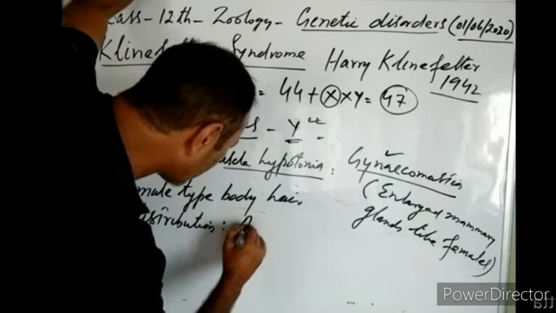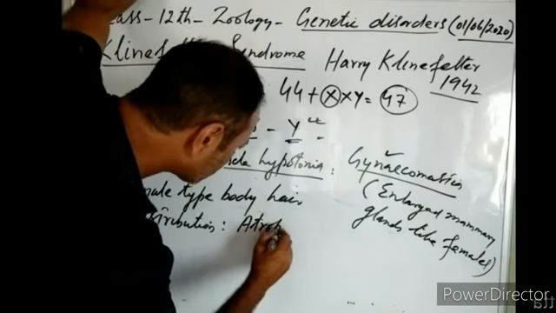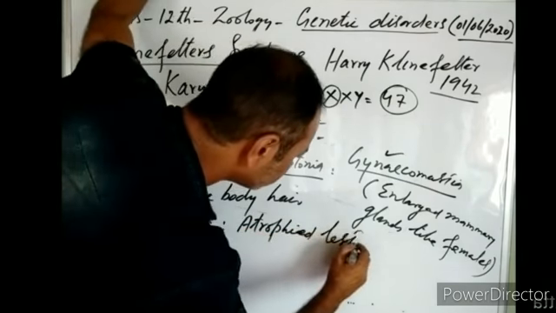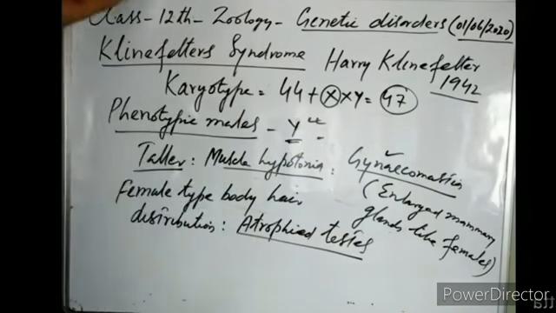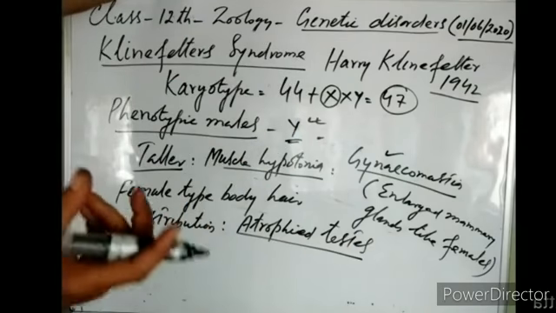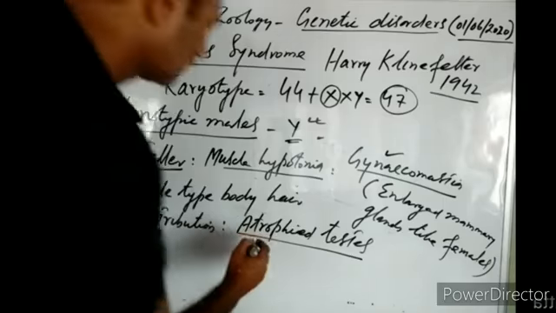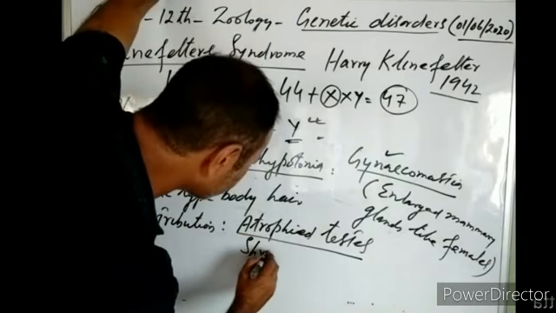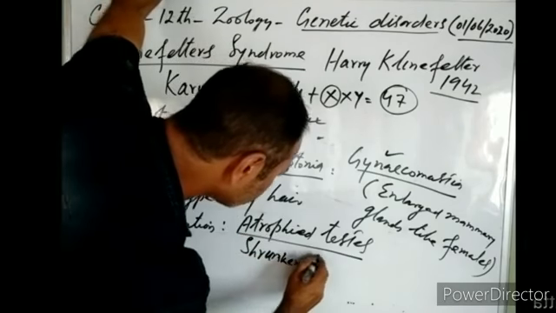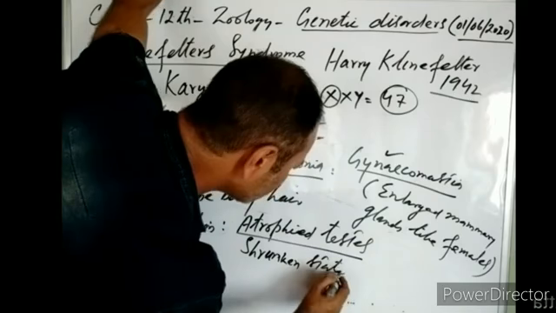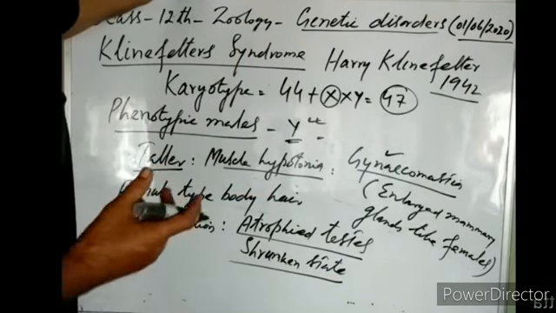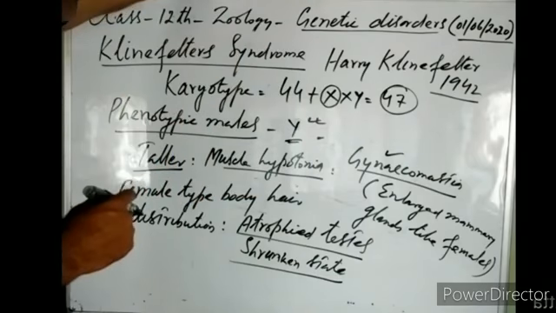They have atrophied testes. They develop testes, but those testes are not fully developed. They remain in a shrunken state. The testes remain shrunken, right? They shrink in size, right?